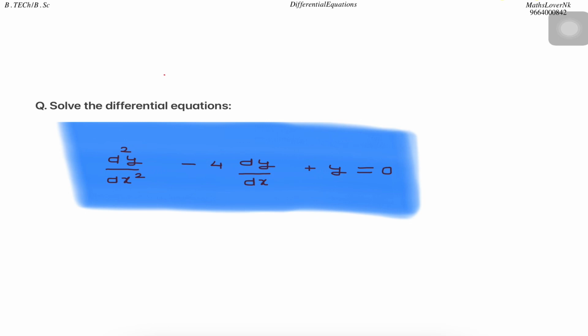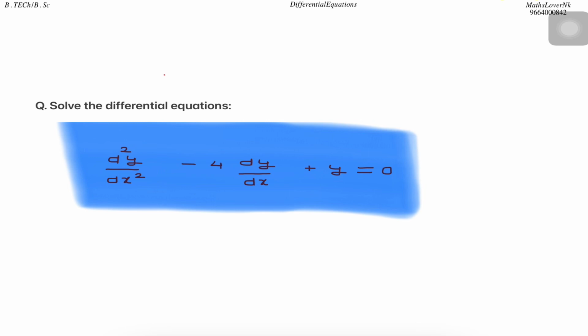In today's lecture, we solve a differential equation based on the complementary function. The equation is given: d square y upon dx square minus 4 dy upon dx plus y is equal to 0. We follow the method in which at first we put small d upon dx equal to capital D. After that we find the auxiliary equation and solve it by the quadratic formula, the splitting of the middle term, or the squaring method. Then we get two roots because it is a quadratic equation. These roots may be equal, unequal, imaginary, or complex. Then we act according to the roots.